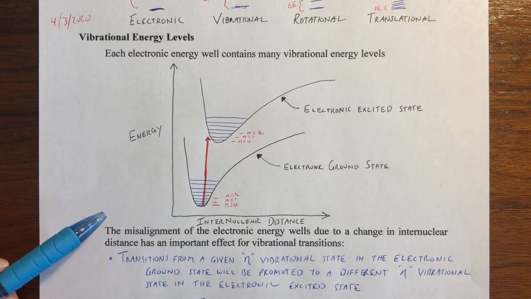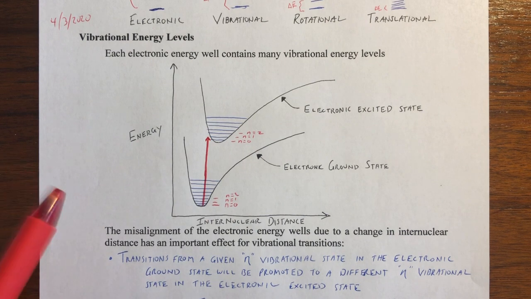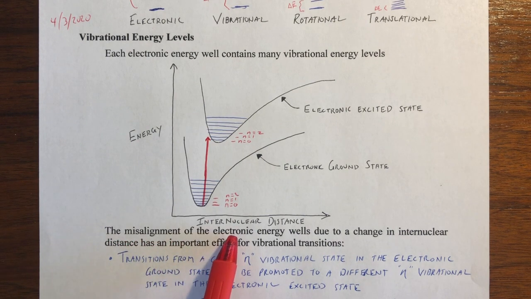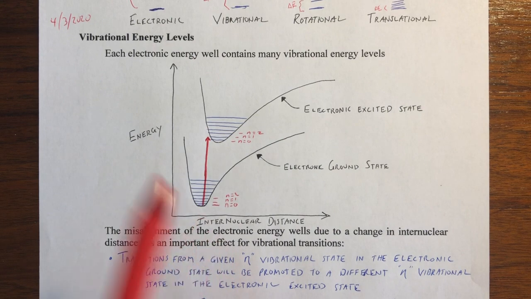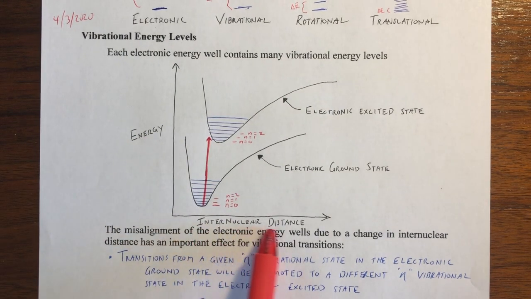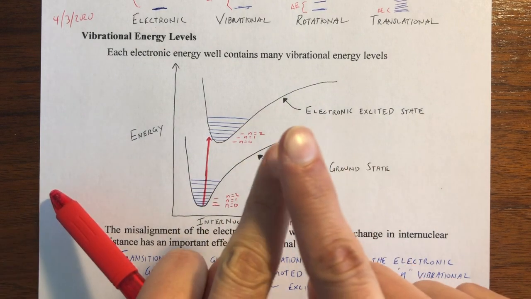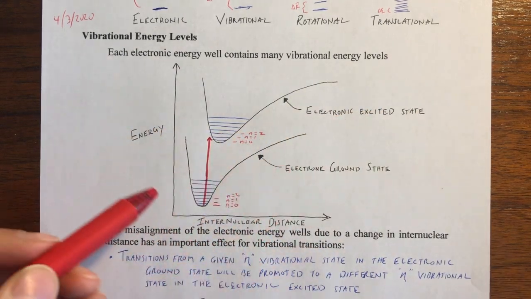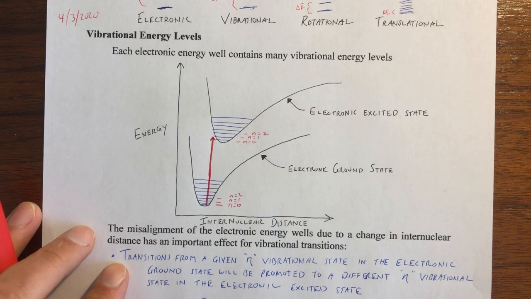Now, if you recall, this is slightly different from the particle in a box model where our ground state is n equals 1. So here for vibrational levels, we can begin at n equals 0. Now, the misalignment of the electronic energy wells due to a change in internuclear distance has an important effect for vibrational transitions. Recall that our excited state up here is further to the right on our internuclear distance because we are presumably populating antibonding orbitals and the bond between the atoms is extending, so it's further on the right. It is also higher in energy because it is now less stable.